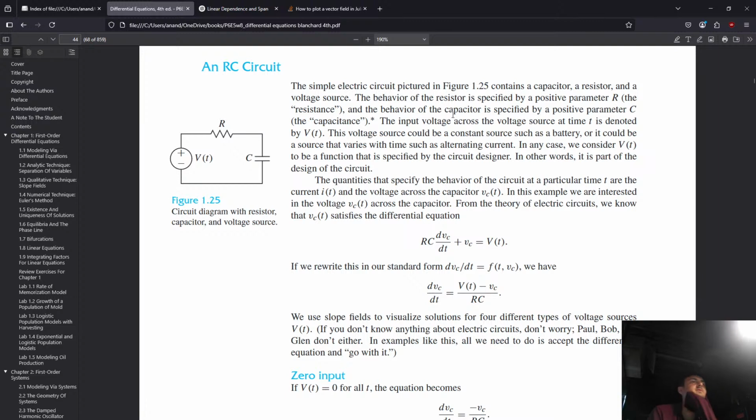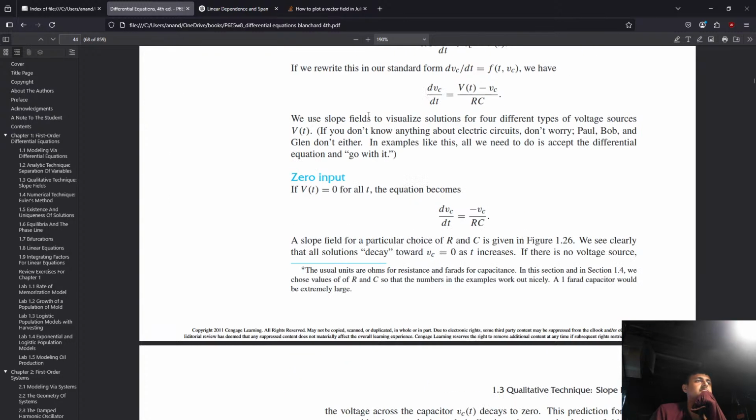Alright. The behavior of the capacitor is specified by a positive parameter C, which is the capacitance.